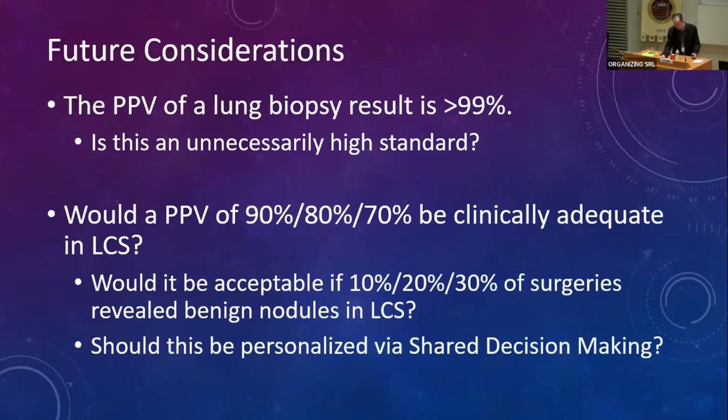Future considerations: the positive predictive value of a lung biopsy result is greater than 99%. However, it's questionable whether this is an unnecessarily high standard. That is, if the positive predictive value were only 90% or 80 or 70, would that be clinically adequate for lung cancer screening? In other words, would it be acceptable if 10% of surgeries revealed a benign nodule in the setting of lung cancer screening, considering that these patients are asymptomatic?